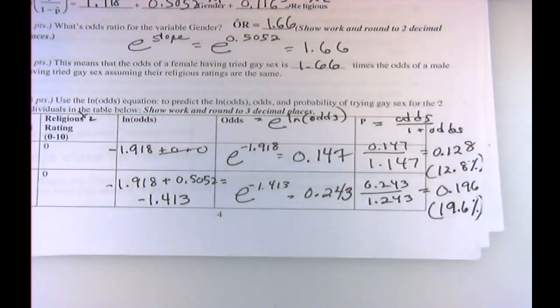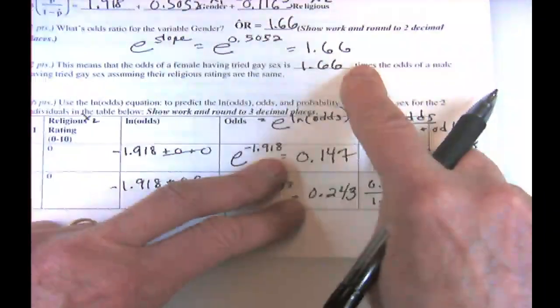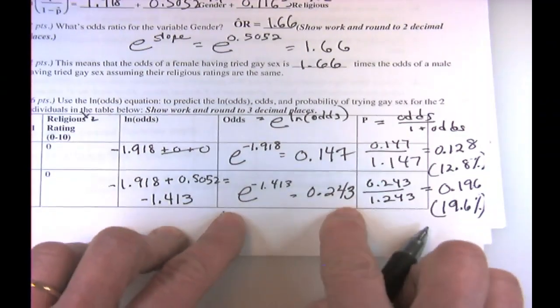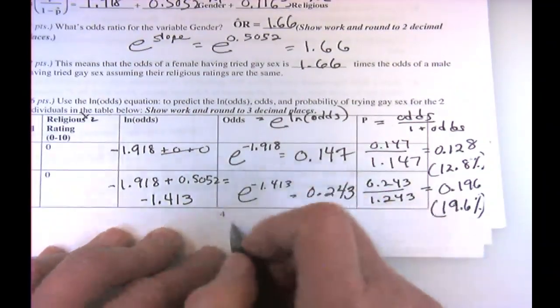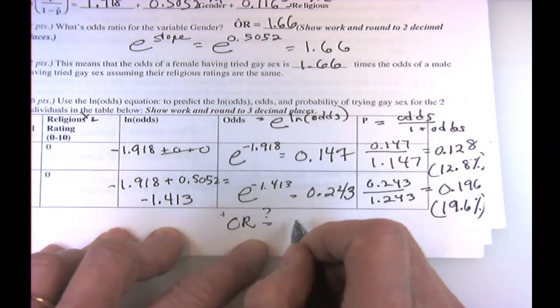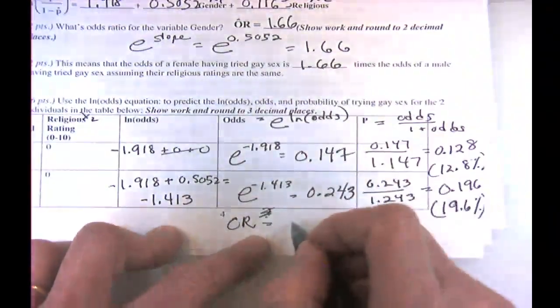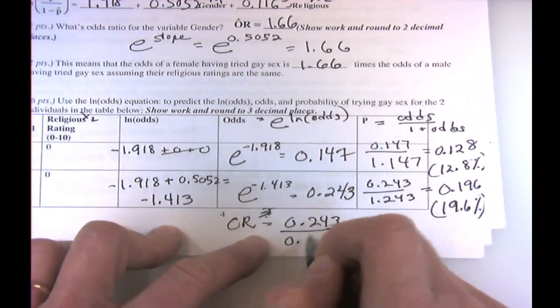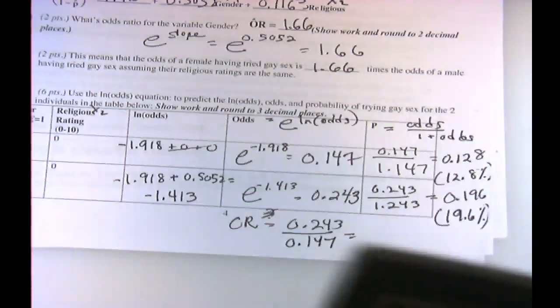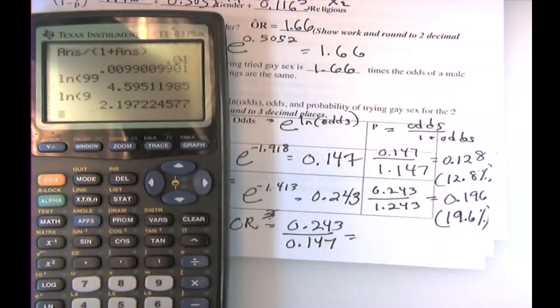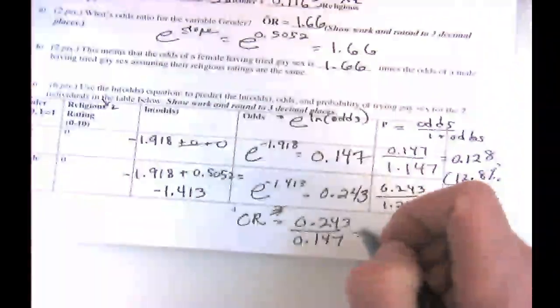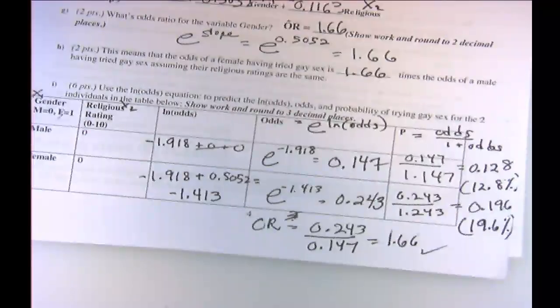Okay, so this odds ratio should be 1.66. Let's just make sure it is. Because it's just a 0-1 variable, the odds ratio we know is 1.66, and it's the same thing as 0.243 over 0.147. I just want to check to make sure that was right. There's lots of ways you can make sure you didn't make a mistake. So 0.243 divided by 0.147. Yeah, within rounding error. So that's good. Any questions on that?